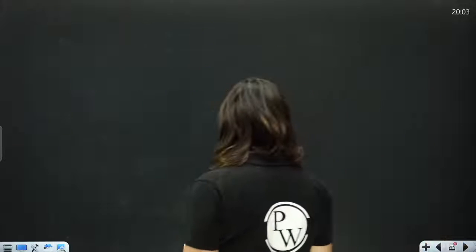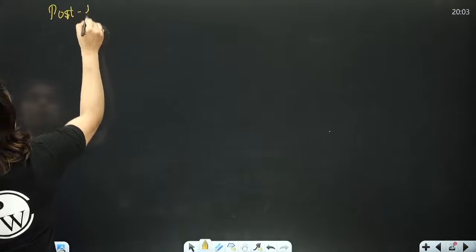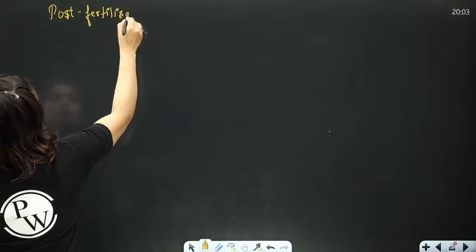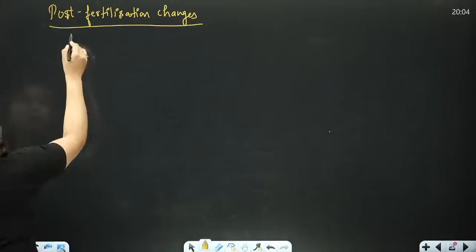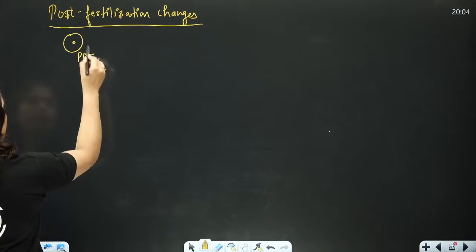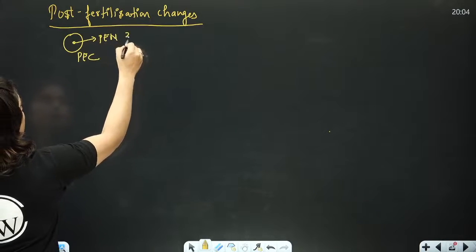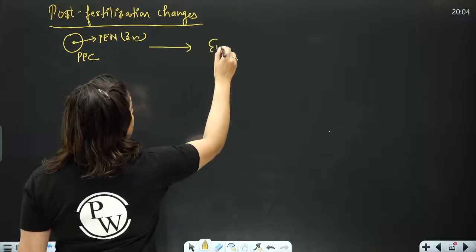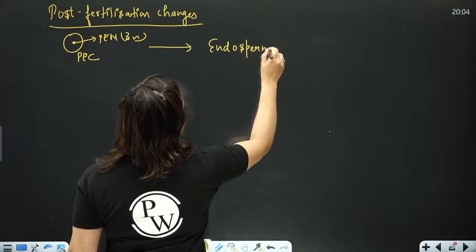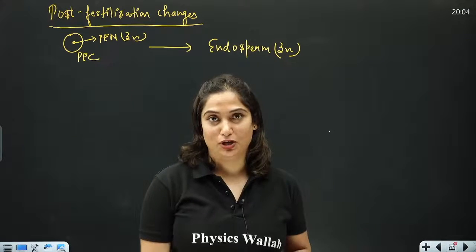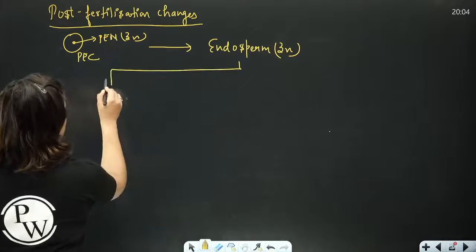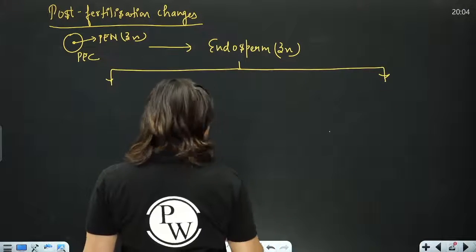We will first see how endosperm is formed from the PEC. So post-fertilization changes, and in the post-fertilization changes, let's discuss how PEC, the primary endosperm cell, which contains the primary endosperm nucleus, ultimately forms the endosperm, which is a triploid structure in the angiosperms. And what is the function of endosperm? To provide nourishment to the growing embryo. So, on the basis of the kind of divisions that occur in PEC, the endosperm can be of two types.